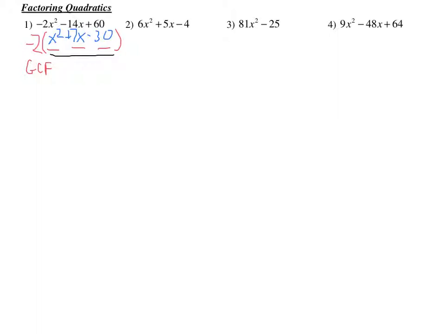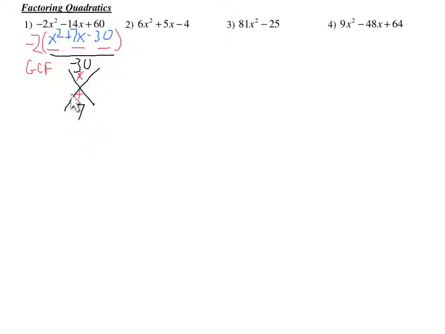Now, a common way a lot of people these days are factoring, they do this big X. They call it the diamond method. They put the -30 on top, that's the last number, and the 7 on the bottom. What you're looking for is two numbers that multiply to get the top and add to get the bottom.